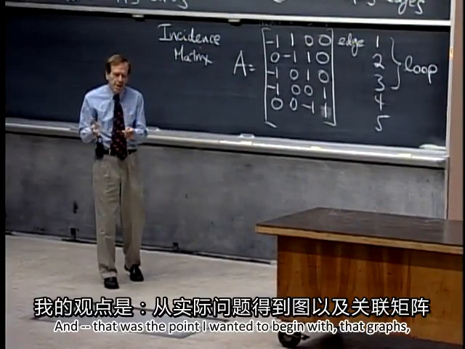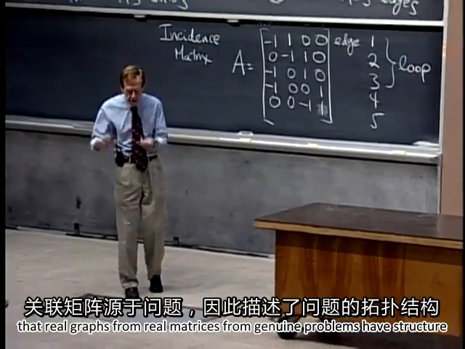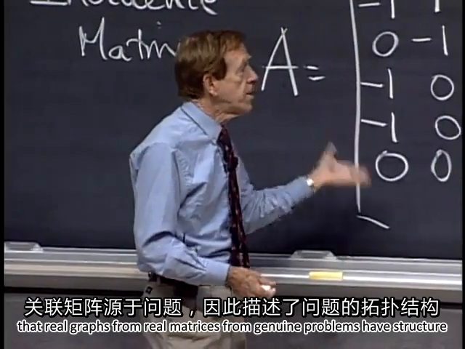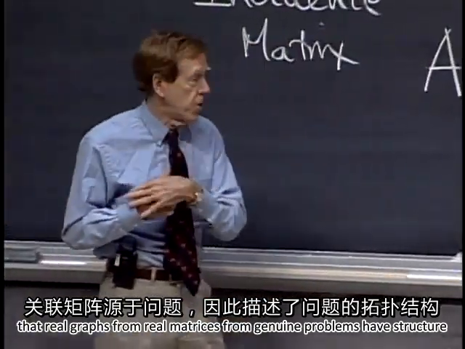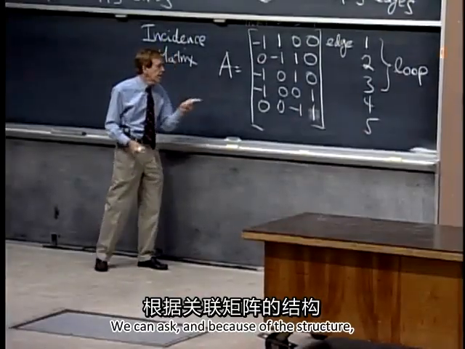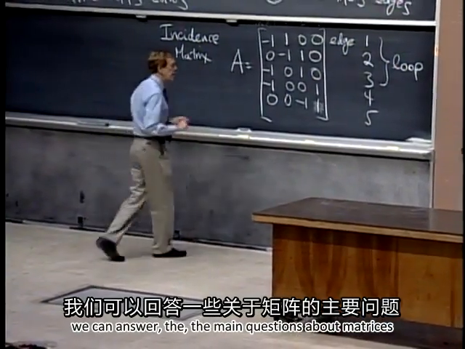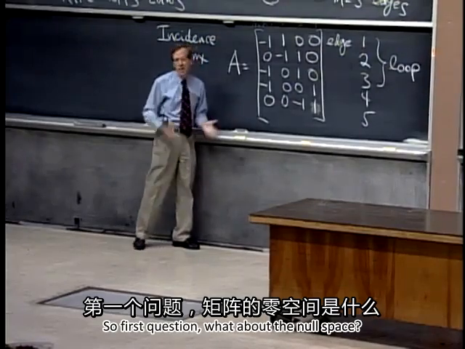And that was the point I wanted to begin with. That real graphs, real matrices from genuine problems, have structure. Okay. We can ask, and because of the structure, we can answer the main questions about matrices. So, first question, what about the null space?